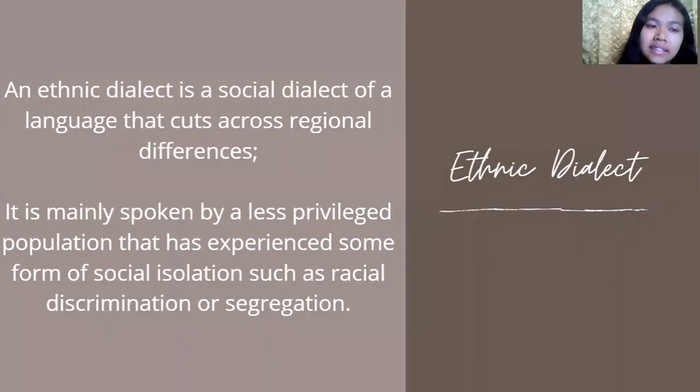The last is ethnic dialect. An ethnic dialect is a social dialect of a language that cuts across the regional differences. It is mainly spoken by a less privileged population that has experienced some form of social isolation, such as racial discrimination or segregation.